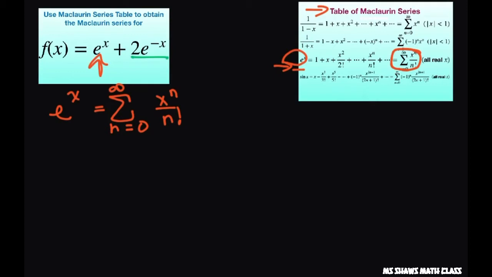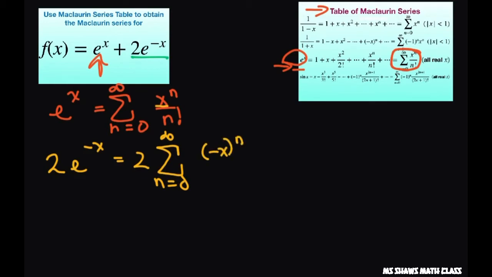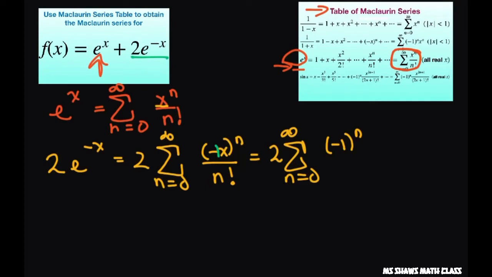So what I can do is take this and write 2e times e to the power of negative x equals, now I'm going to pull this 2 out and write this as the sum, n equals 0 to infinity, and I'm going to substitute negative x in for x. So this is going to be negative x to the power of n divided by n factorial. Simplifying, this gives me 2 times the sum from n equals 0 to infinity of negative 1 to the nth power. I'm just pulling out this negative 1 there. And then we have x to the power of n divided by n factorial.